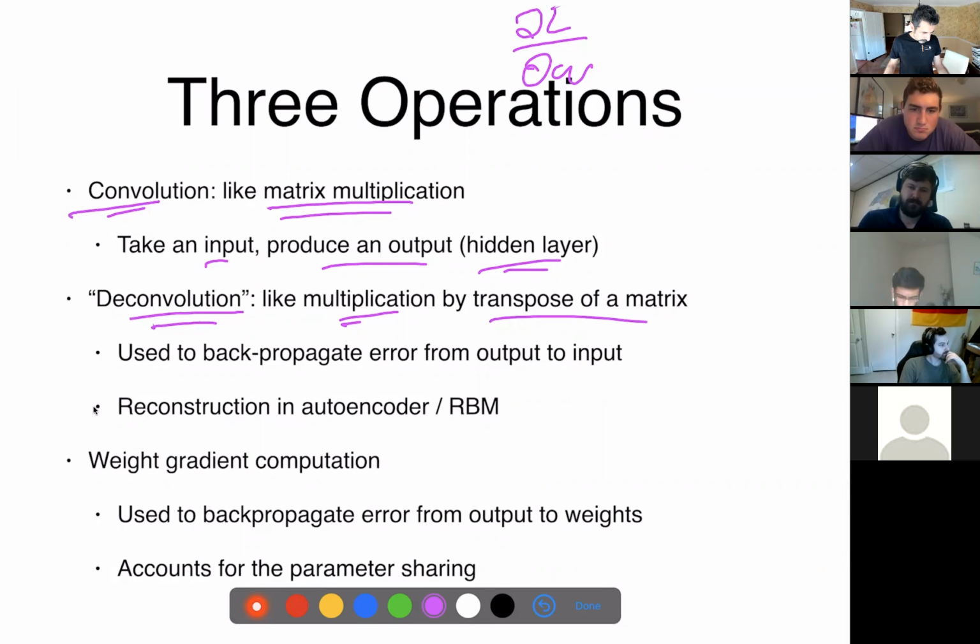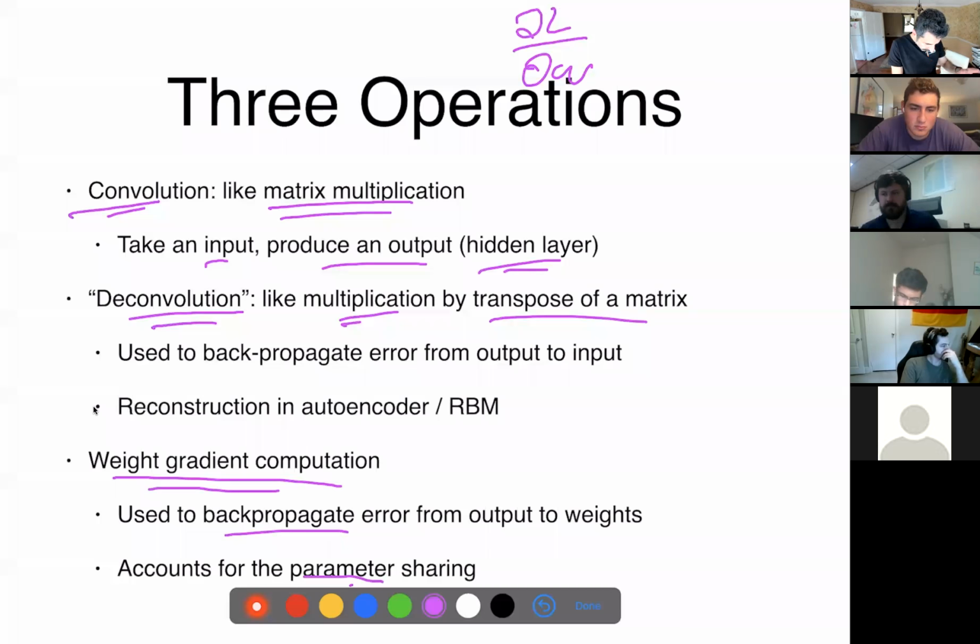But it's a very similar concept. And weight gradient computation is useful for parameter sharing, right? And it is used to backpropagate the error from the output to the weights. So yeah, again, to make things concrete, if you forgot, let me discuss that here.